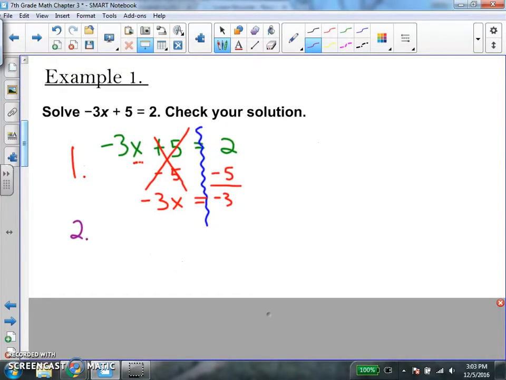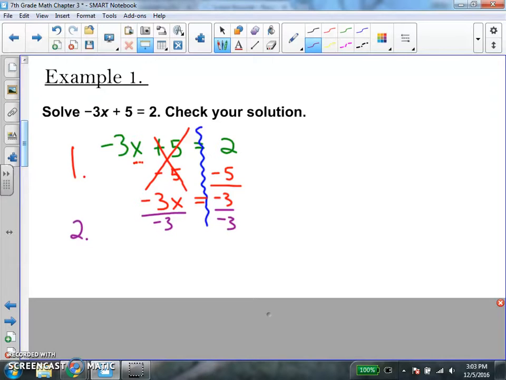Well, how do I do that? Good question to ask yourself. How can I get my x alone and what's being done to it? Well, remember that a number smushed next to a letter means that it's multiplying. So in this case, I'm multiplying by negative 3. How do I undo that? I have to divide by negative 3 on both sides of my equation.